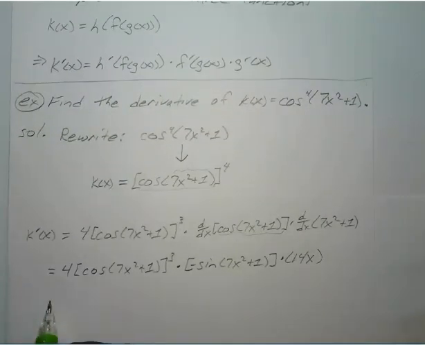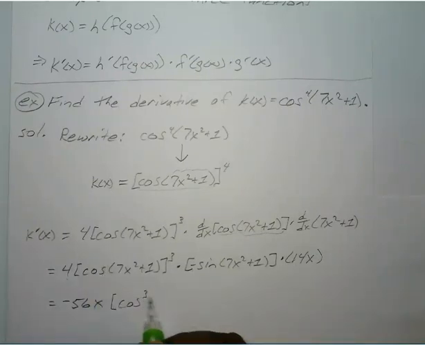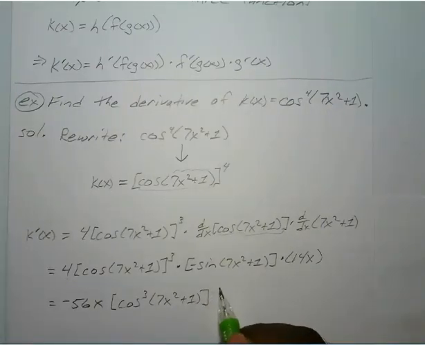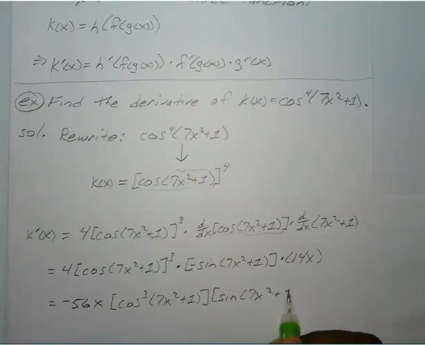So that's going to equal 4 times 14x. And we have that minus there, so we'll bring that minus out. So that's minus 56x times cosine to the third of 7x squared plus 1 times sine of 7x squared plus 1.